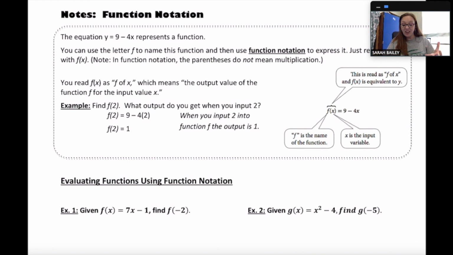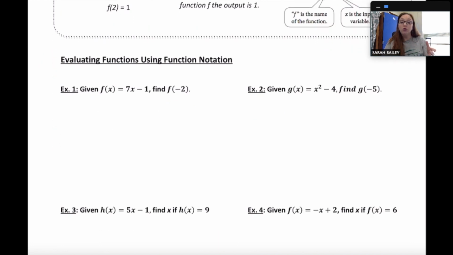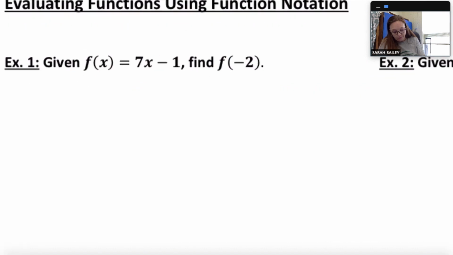Great. Now let's practice. All right, so we're going to evaluate functions using that function notation, and you are allowed to use a calculator if you need one for this. So the first example, it says given f of x, not f times x, f of x is equal to 7x minus 1, find f of negative 2.